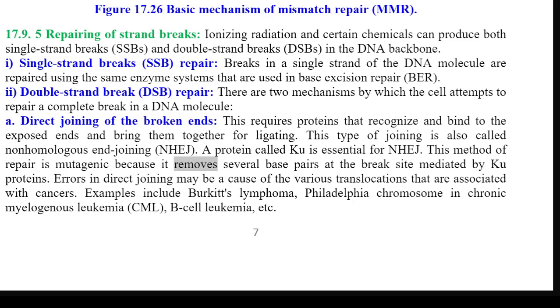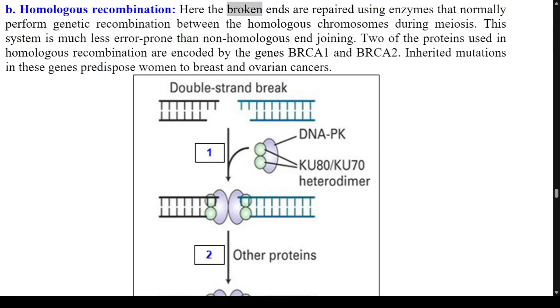B. Homologous recombination. Here the broken ends are repaired using enzymes that normally perform genetic recombination between the homologous chromosomes during meiosis. This system is much less error-prone than non-homologous end joining. 2 of the proteins used in homologous recombination are encoded by the genes BRCA1 and BRCA2. Inherited mutations in these genes predispose women to breast and ovarian cancers. Figure 17.27 Basic mechanism of double-strand break repair.